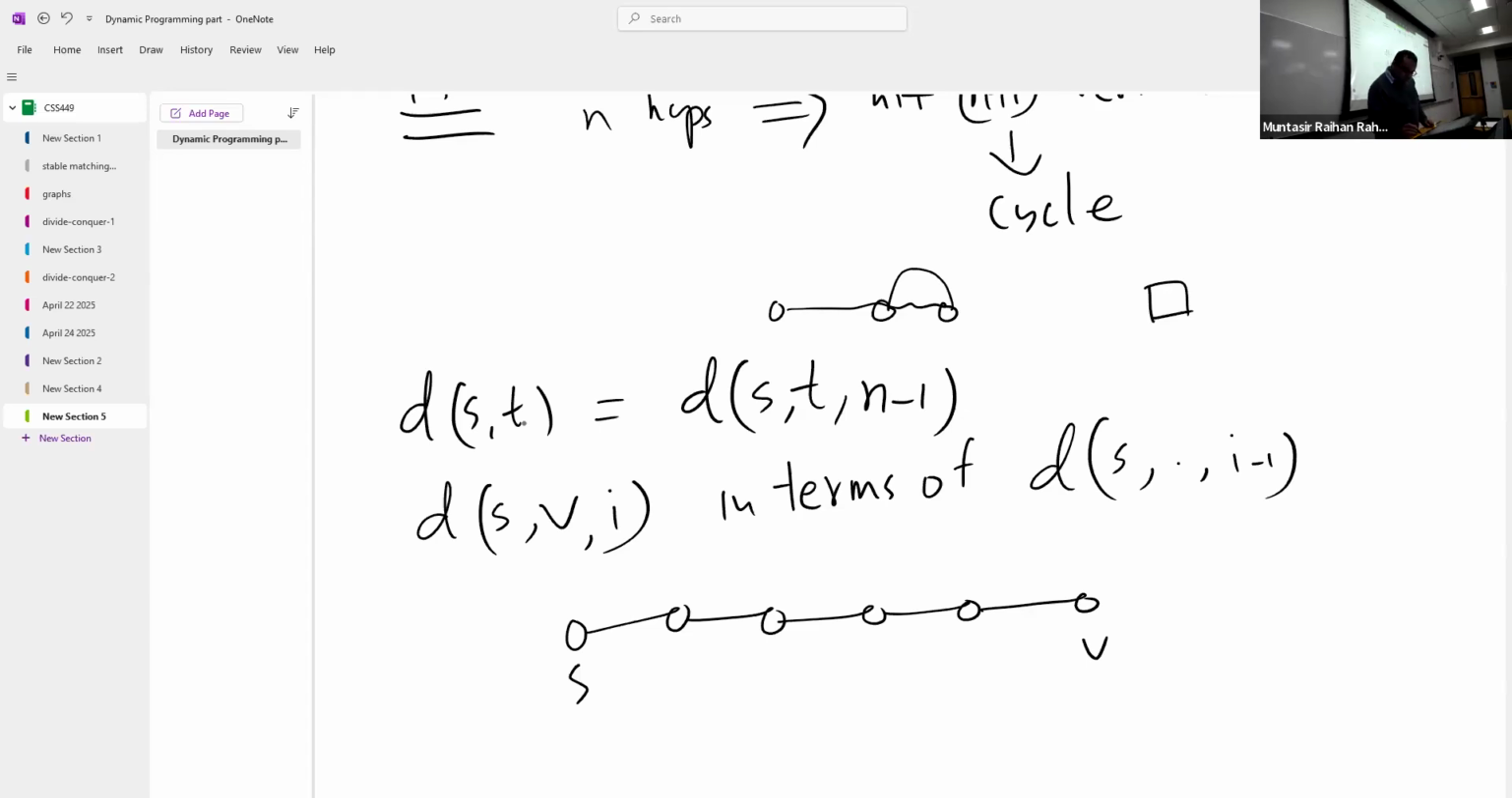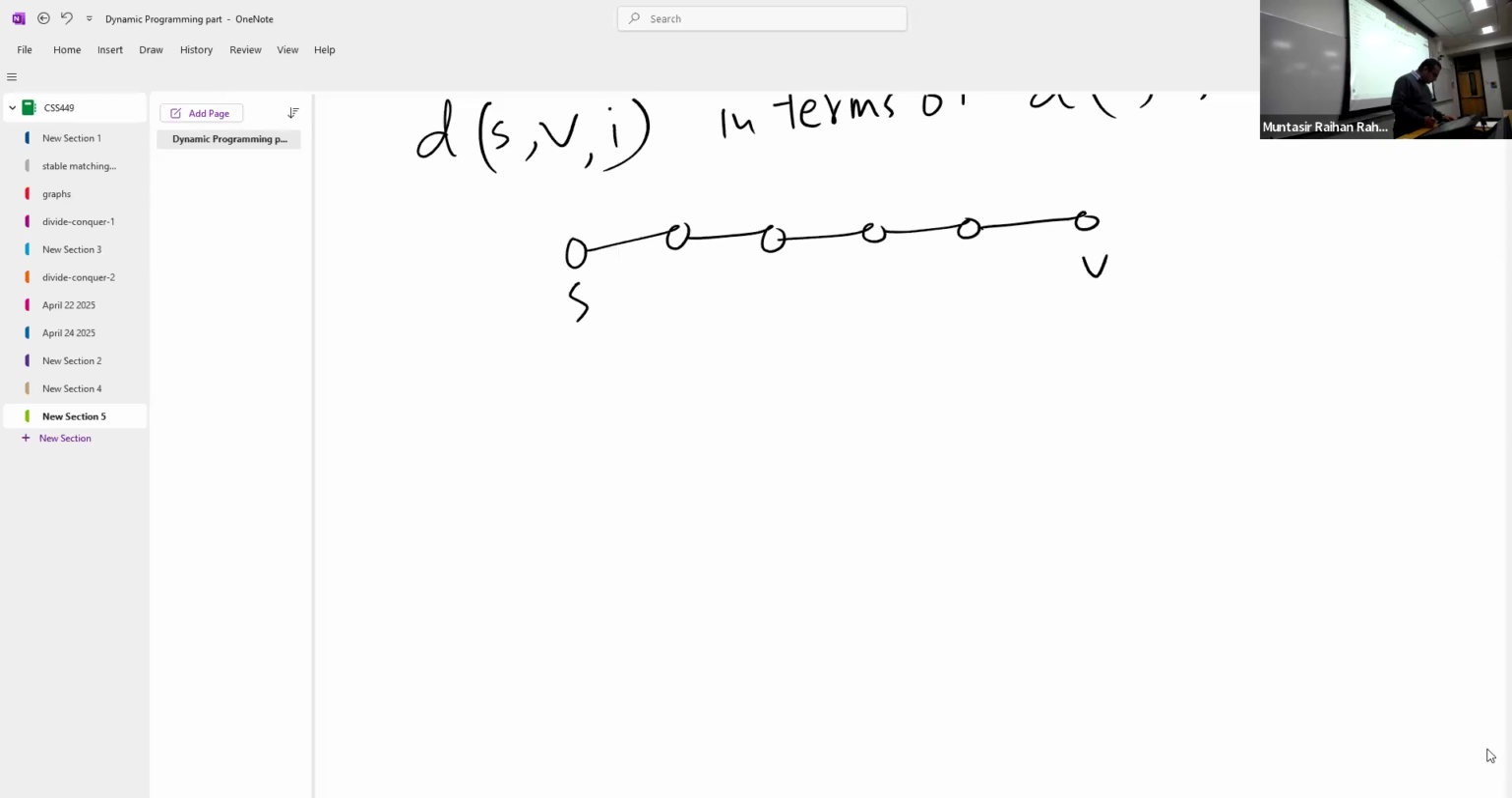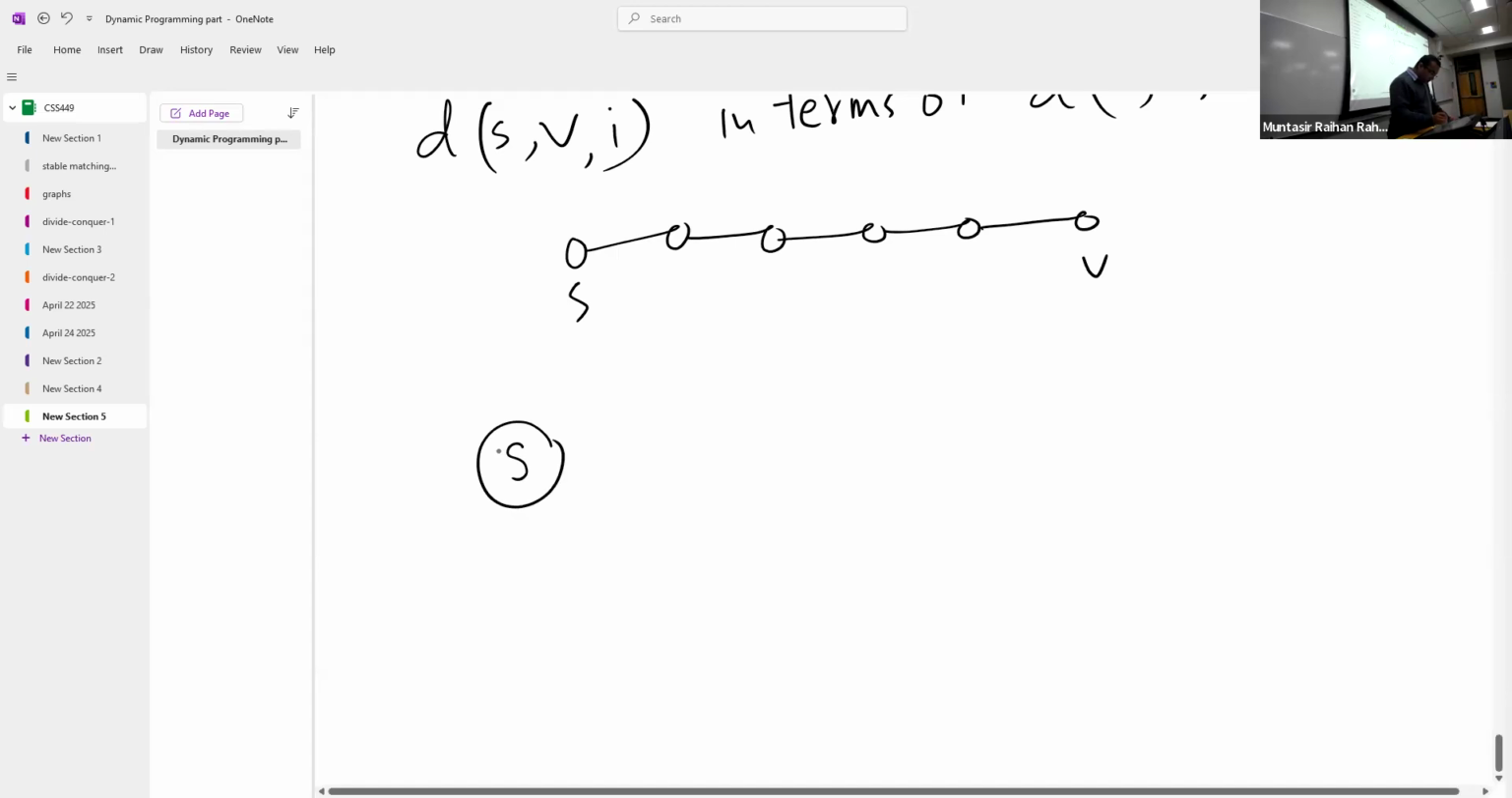So to be formal, this is the idea. So from S, you can think of one neighbor, any neighbor of V, right?